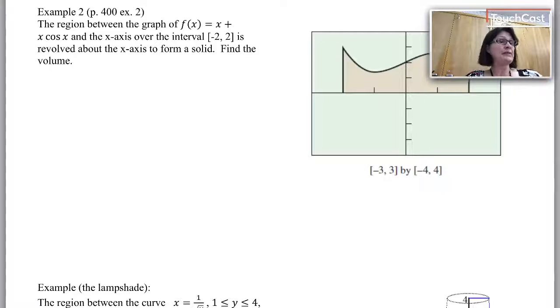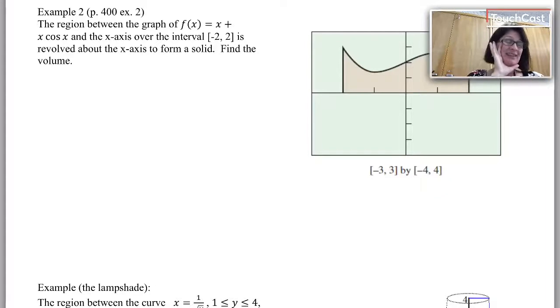All right, so I'm going to do the same thing with this new example. I have a new region. I've been given a graph, so that's nice. Sometimes we'll have to make our own graph, but I've been given a graph, and this is the problem from your textbook. I've been told the upper boundary of that graph is x plus x cosine x. And I know I'm supposed to go between x values of -2 and +2. I've also been told I'm going to revolve that area around the x-axis.